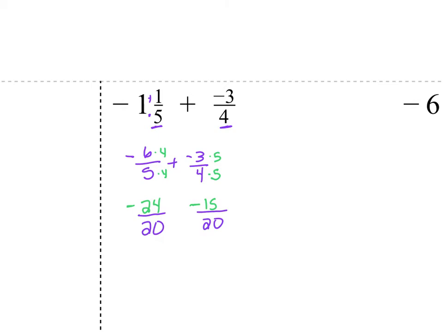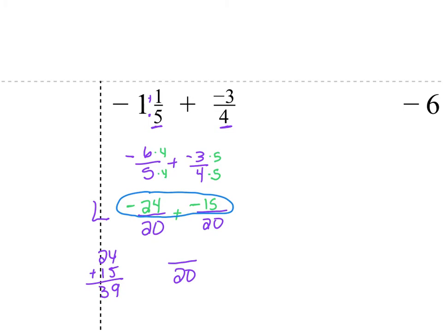So now I have negative 24 twentieths plus negative 15 twentieths. So we're going to look at just that top part because we know our bottom number is going to be 20. I'm going to scan the problem. They're like signs, so I know I'm going to add. So off to the side, I'm just going to do 24 plus 15. That gives me 39.